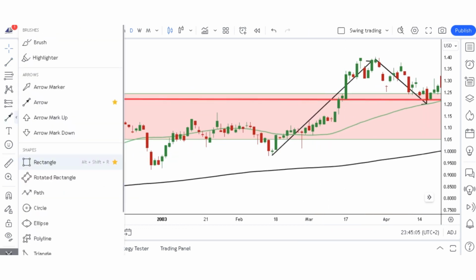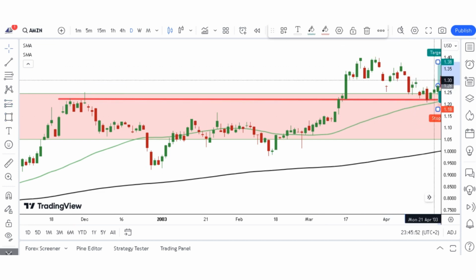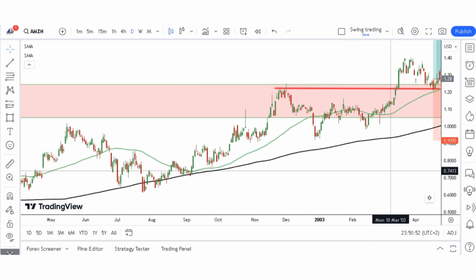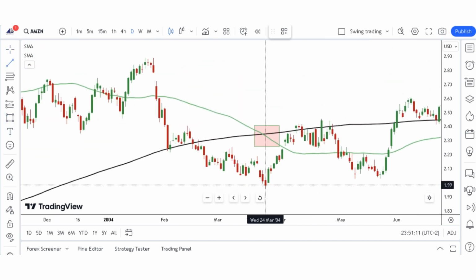signal. Taking advantage of this convergence, we entered the trade and placed a stop loss below the support line and the 50-day SMA, or for safer, below the 200-day SMA. Later, we closed it with a 56% profit when the moving averages crossed downward.